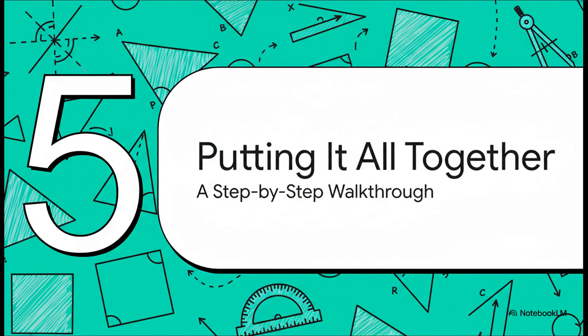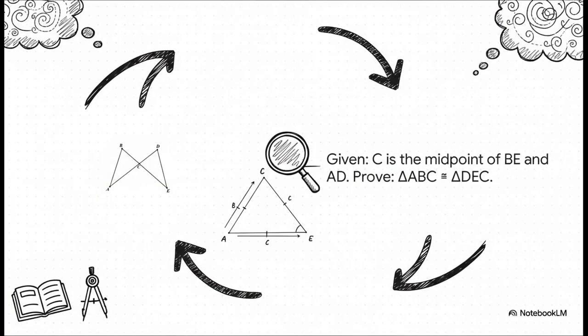Let's put this whole system into action. We're going to apply all these rules and strategies to a real proof, and you're going to see how it all just clicks right into place. So here's our problem. We're given that point C is the midpoint of 2 different line segments, BE and AD. Our goal is to prove that triangle ABC is congruent to triangle DEC.